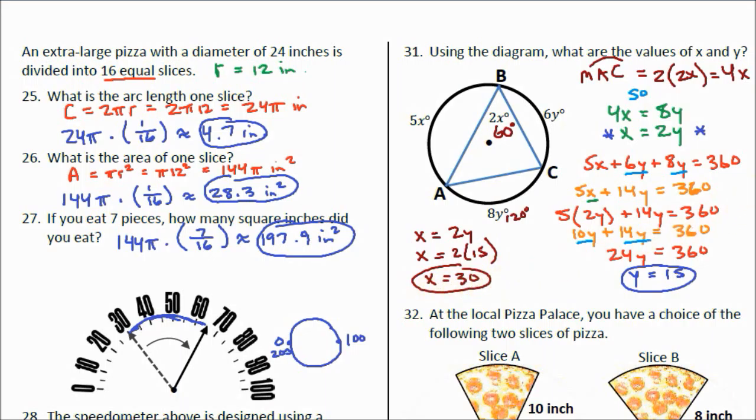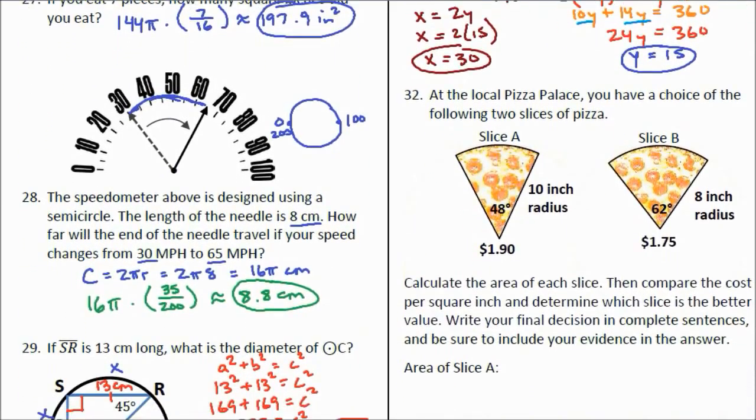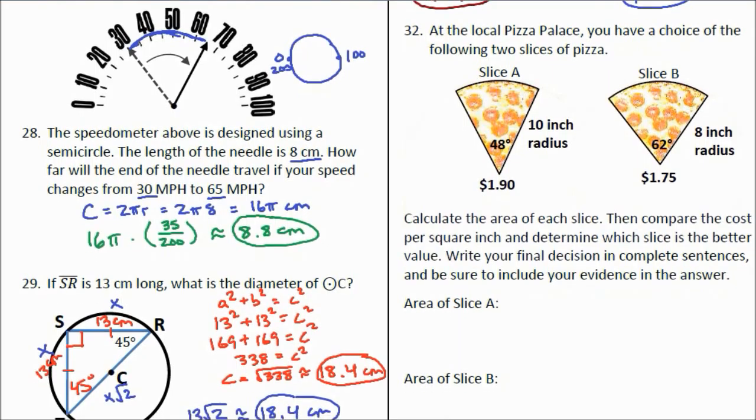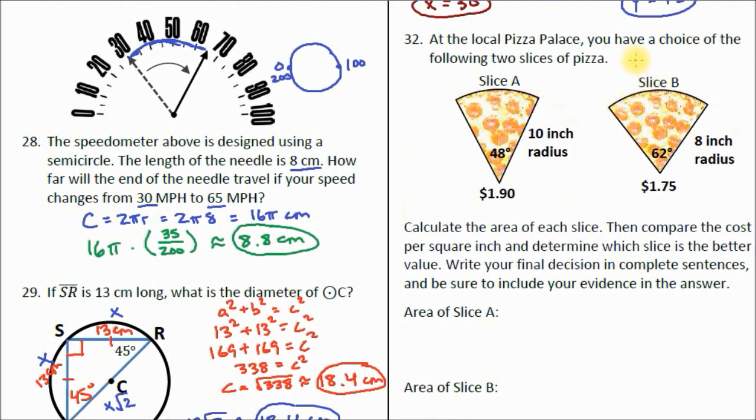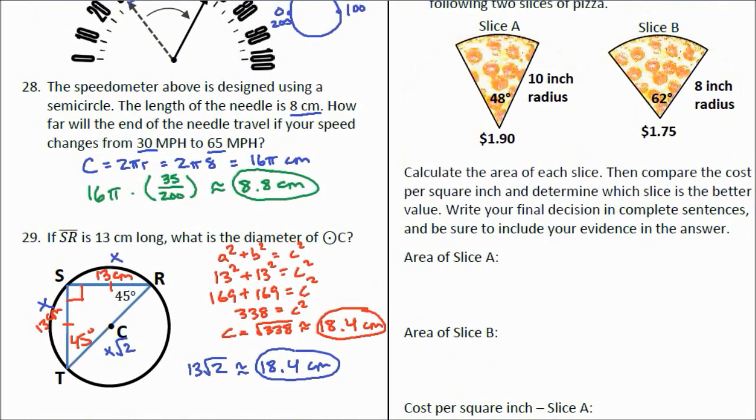Let's go ahead and move on to the pizza problem. A local pizza palace. At the local pizza palace, you have a choice of the following two slices of pizza. We've got slice A, we know the radius, we know the central angle or the degrees, and we know how much it costs. And then we have slice B, radius, central angle, and cost. First thing it says is calculate the area of each slice. Let's do that right now.